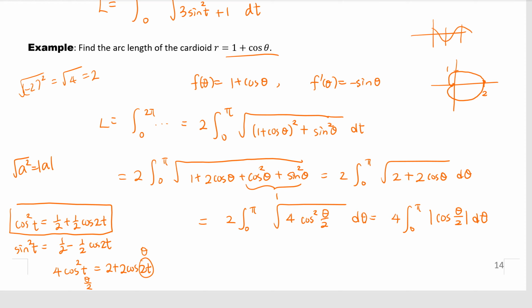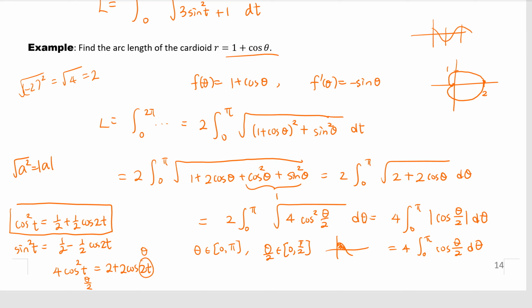Okay, but look at the angle when theta goes from 0 to pi. Theta over 2 goes from 0 to pi over 2. Well, look at the cosine from 0 to pi over 2. It is always positive. Because it is always positive, now it is okay to forget about the absolute value. So this is how we break the absolute value. We break into pieces.